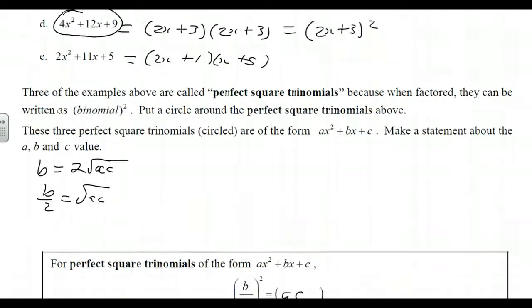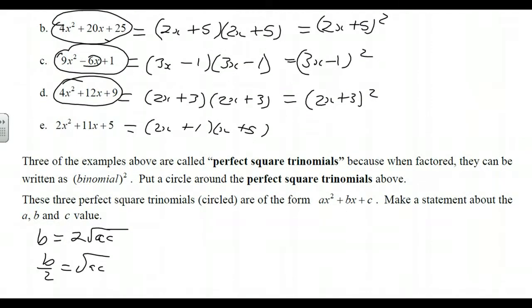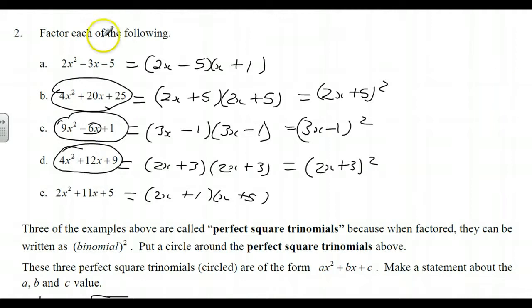So really what I look for is this. When I'm looking at a perfect square trinomial, does this have a square root? Yes, it does. Does this have a square root? Yes, it does. Square root of this is 2x. Square root of this is 5. 5 times 2x is 10x. Doubled, 20x. Square root of 9x squared is 3x. Square root of 1 is 1. 3x doubled, 6x. Now this could be plus or minus, but this is always plus, and this is always plus.